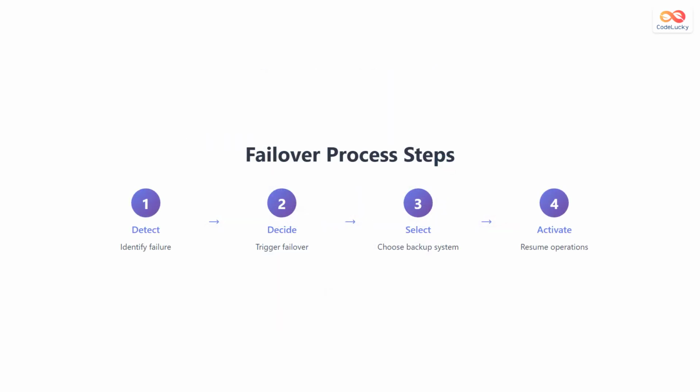The failover process follows four sequential steps. First, detect the failure by identifying that the primary system has stopped responding. Second, decide to trigger the failover process based on confirmation that a failure has occurred. Third, select which backup system should take over based on availability and capacity. Fourth, and finally, activate the selected backup system to resume normal operations. This entire sequence typically happens automatically without human intervention, minimizing service disruption.